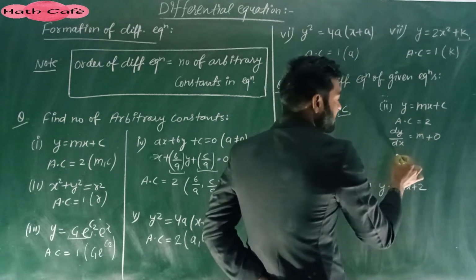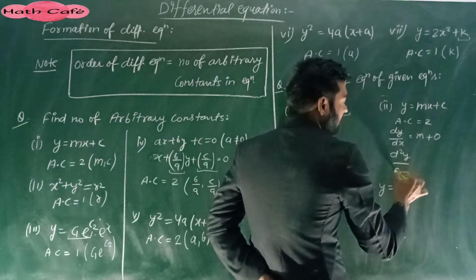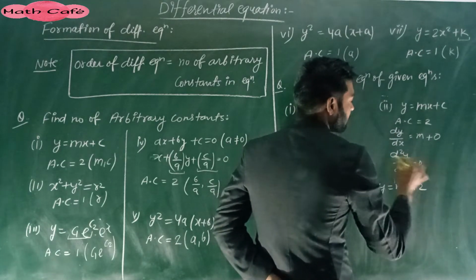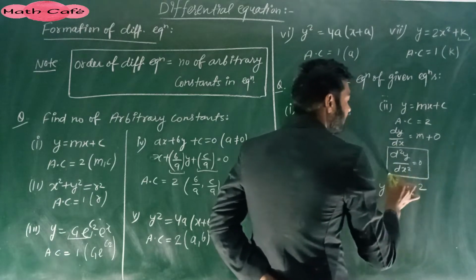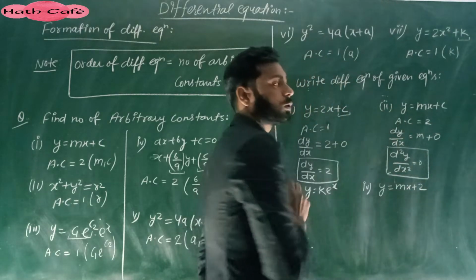Alright, again I will differentiate it. This will become d2y by dx2 equals 0. So that is our differential equation of part number 2.